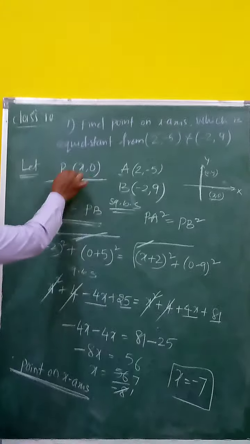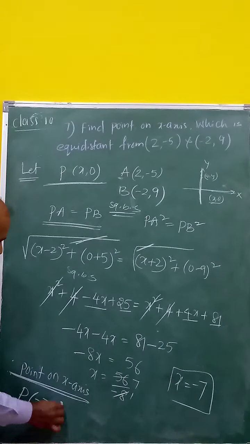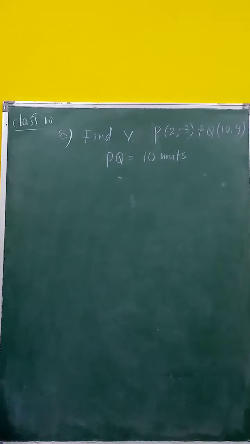This is what we assume, P(x, 0). That is P(-7, 0). That is the answer. Go for question number 8 now.